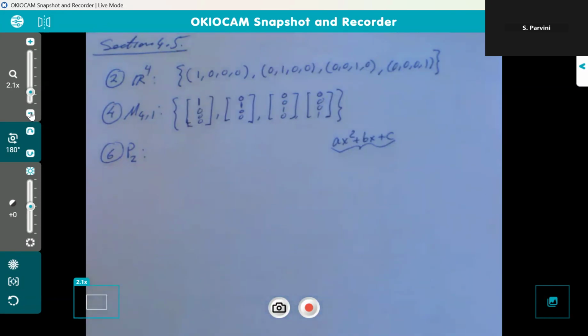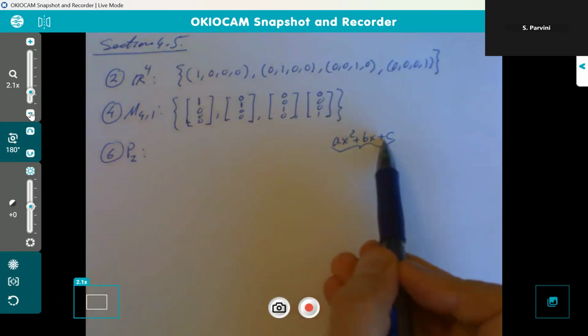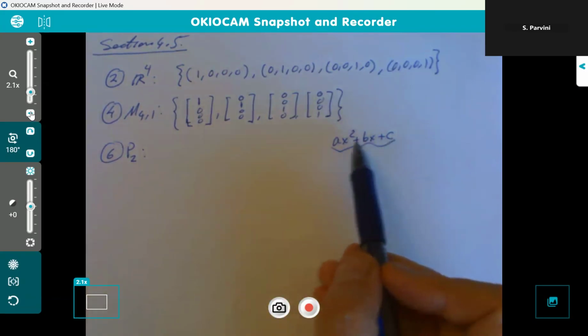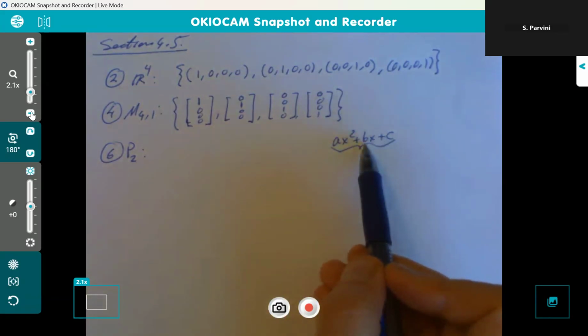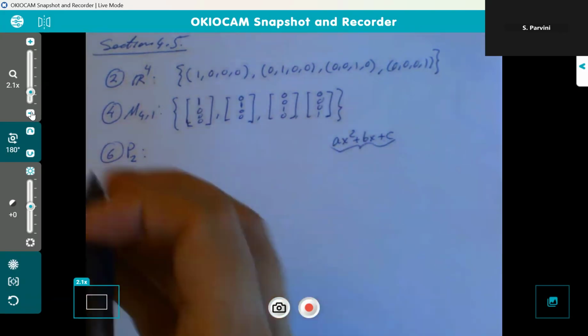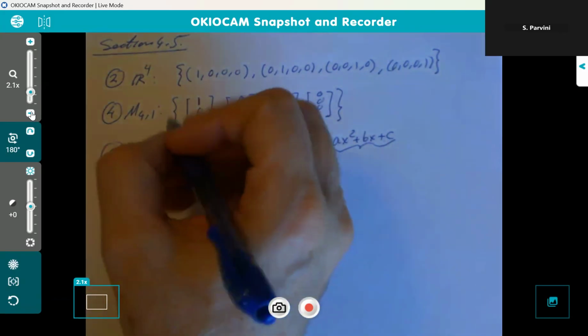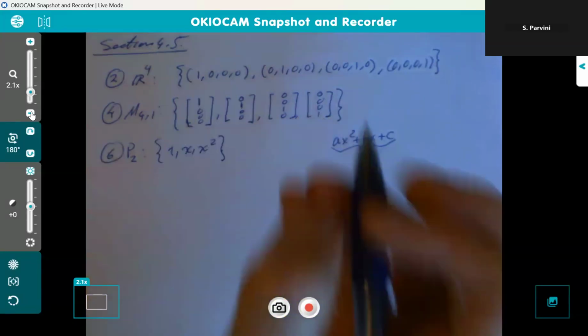Okay, so remember the second degree polynomials look like this. So they have 1, 2, 3 elements in it, right? So I need three vectors, don't I? 1, 2, 3. One that picks up the constant, one that picks up the x term, the linear term, one that picks up the second degree term. So the standard basis for P2, therefore, is going to be 1, x, x squared.